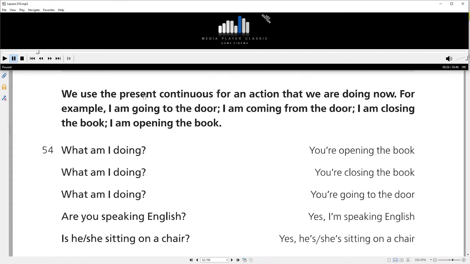We use the present continuous for an action that we are doing now. For example, I am going to the door. I am coming from the door. I am closing the book. I am opening the book.